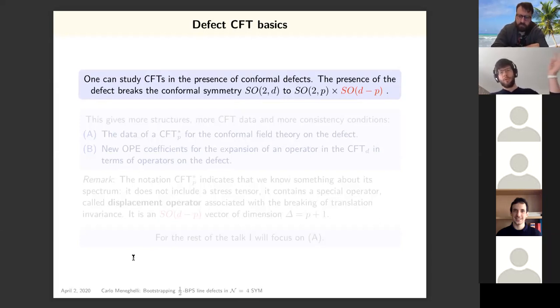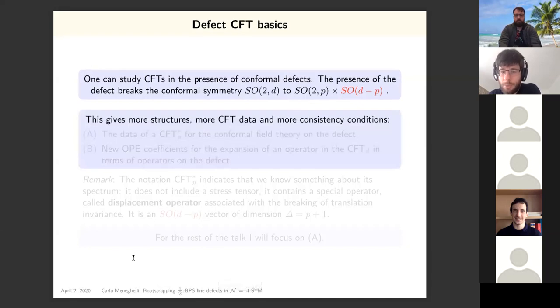If you add a p-dimensional defect, this symmetry is going to be broken to the conformal symmetry on the defect, which is SO(2,p), times the rotation in the space transverse to the defect, SO(D-p). Okay, so we have this breaking, but one of the important things when you add the defect is that you have to add extra CFT data. So we are adding more structure and also more consistency conditions to the CFT.